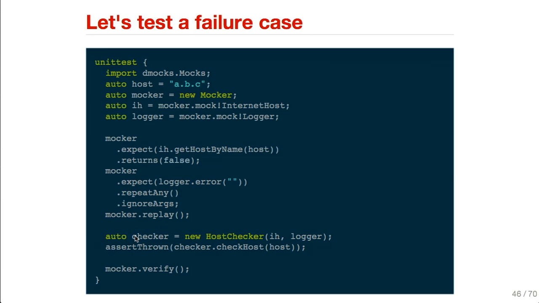And now when I do the same call to construct the host checker with the mock objects I've created, I can basically say, I want checkHost to throw. And then I want to verify that these series of operations happened exactly in that order. If you think about it, traditionally writing a test to verify that DNS fails, that sucks.